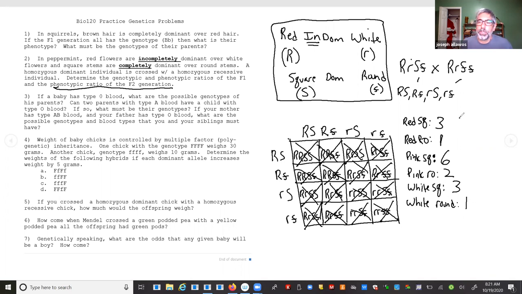3:1 to 6:2 to 3:1 ends up being our ratio. This is the most complicated kind of a problem that you could expect to see on the test, okay? And it's not any more complicated than any of the other ones, except for the fact that you're dealing with this incomplete dominance. You have to remember that you get that third phenotype, pink, thrown in there when you have a heterozygous individual for that trait. Questions?